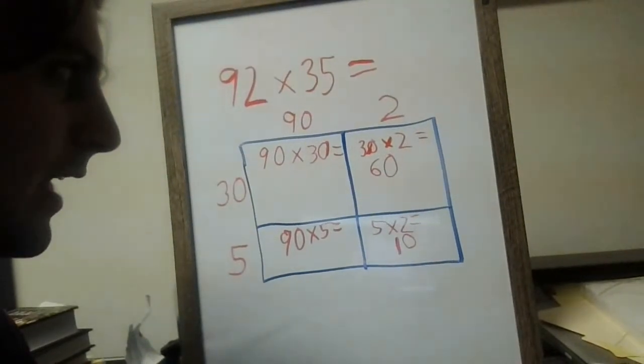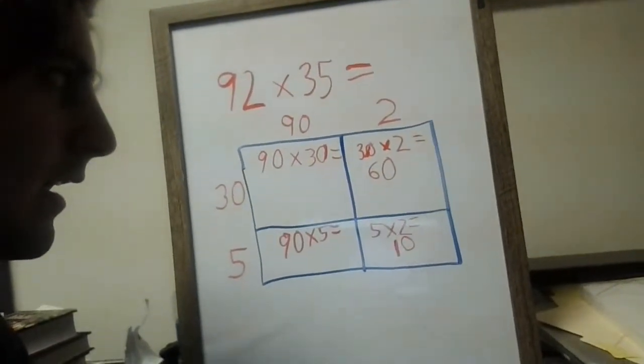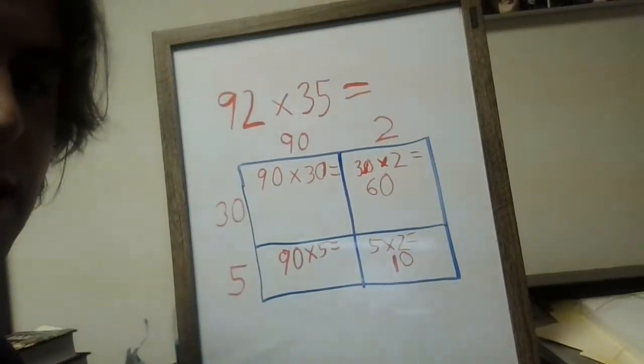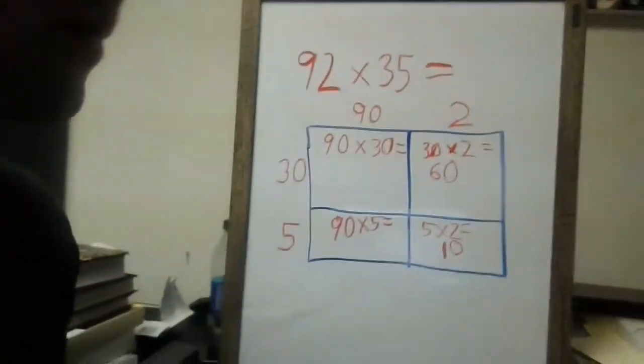So 5 times 2 is 10. 30 times 2 equals 60. If you can't do 30 times 2 in your head, you multiply 3 times 2 and you add a 0 to your answer.